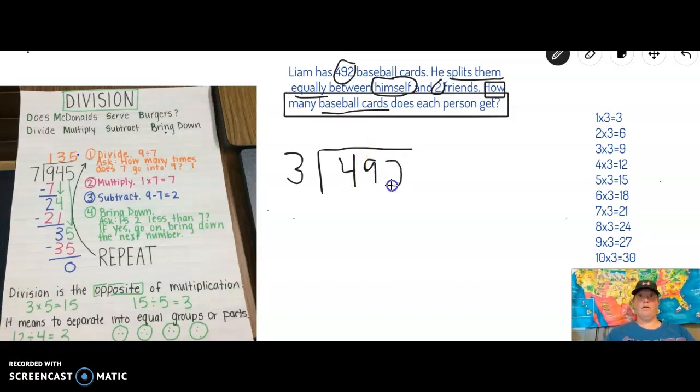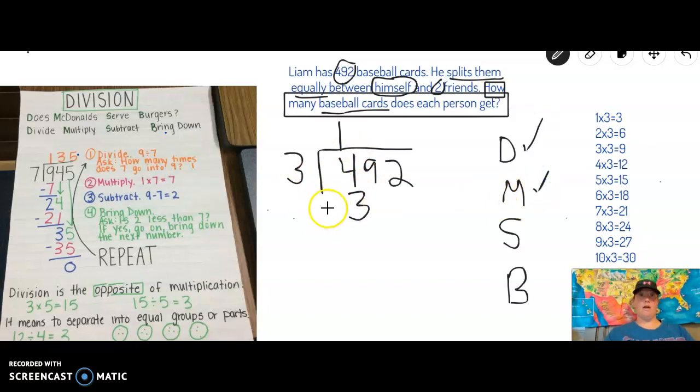Okay. All right, our strategy, here's our anchor chart. We have our D, M, S, P: divide, multiply, subtract, bring down. Okay, let's start. How many times does 3 go into 4? If you notice, I kind of cheated. I put my multiples of 3 up here already. I know it goes in 1 time. 1 times 3, we get 3.